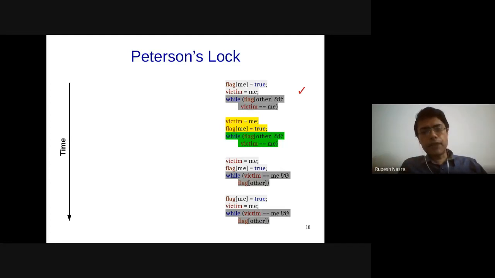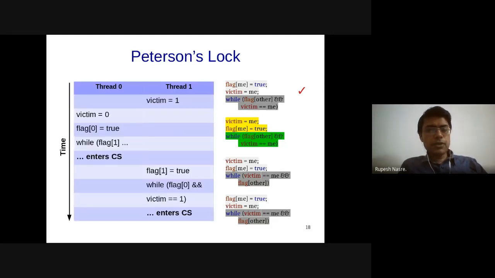Similarly, the condition flag of other and victim equals me need not be atomic, which means that I might check flag of other, and then there might be some assignment to victim or assignment to flag or more, and then I check victim equals me. So that is also possible. So the execution order can be something like this. Let's analyze what happens in this case.